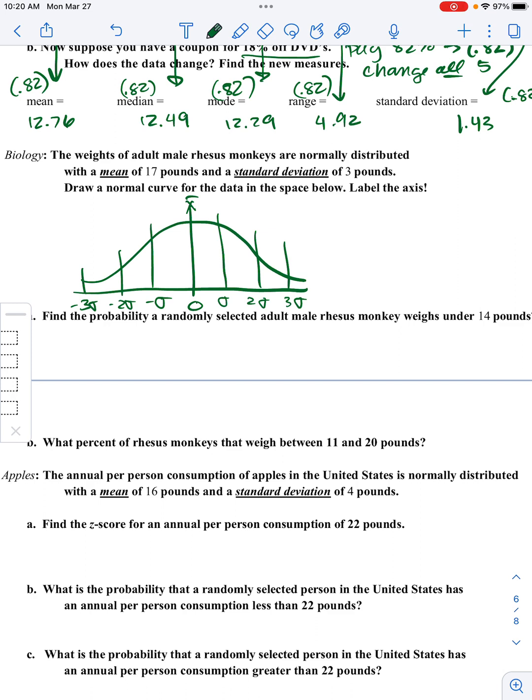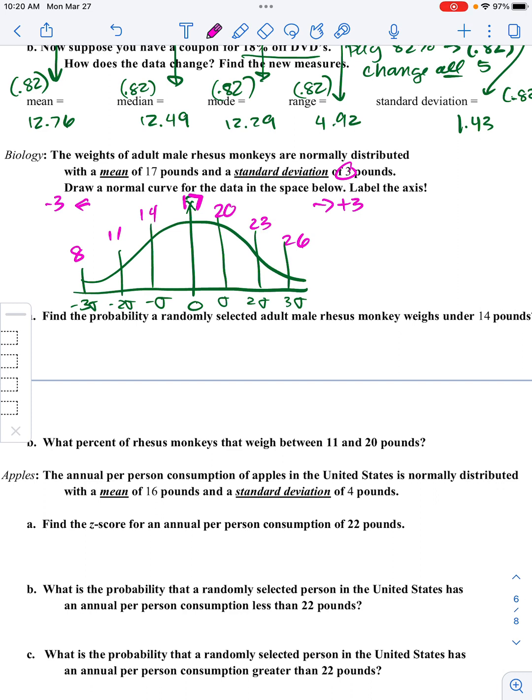It says that the mean is 17, so I label the middle with a 17. Then it tells me the standard deviation is 3. So going this way, I'll add 3. Going this way, I'll subtract 3 every bar. So here, +3, +3, +3, -3, -3, and -3.